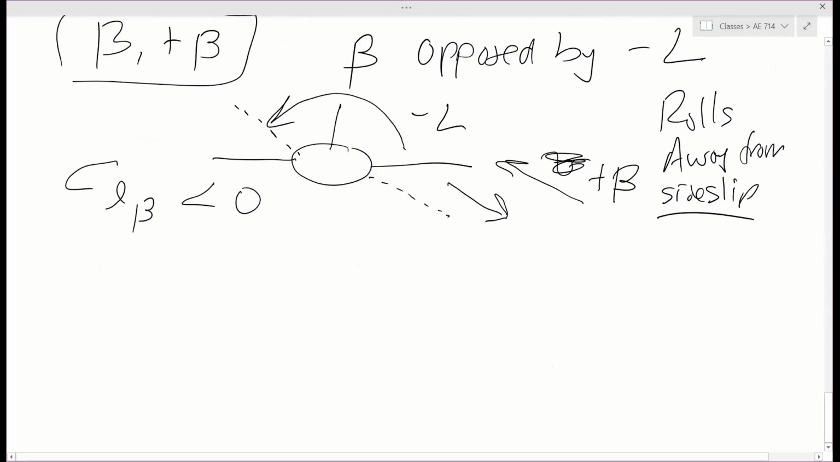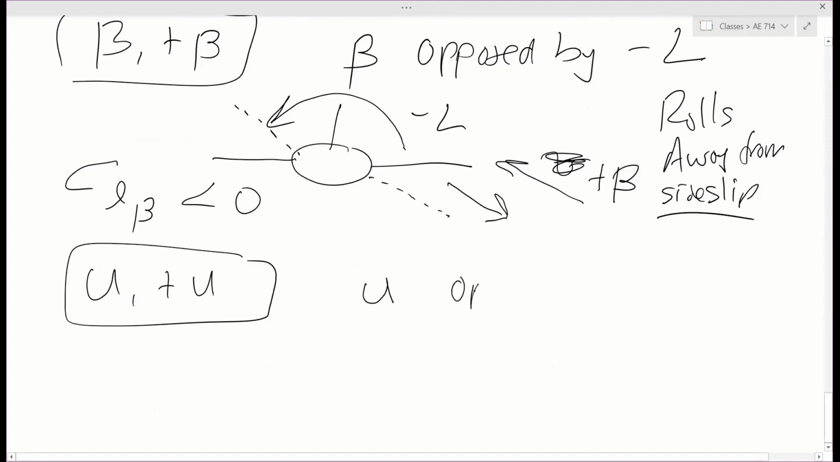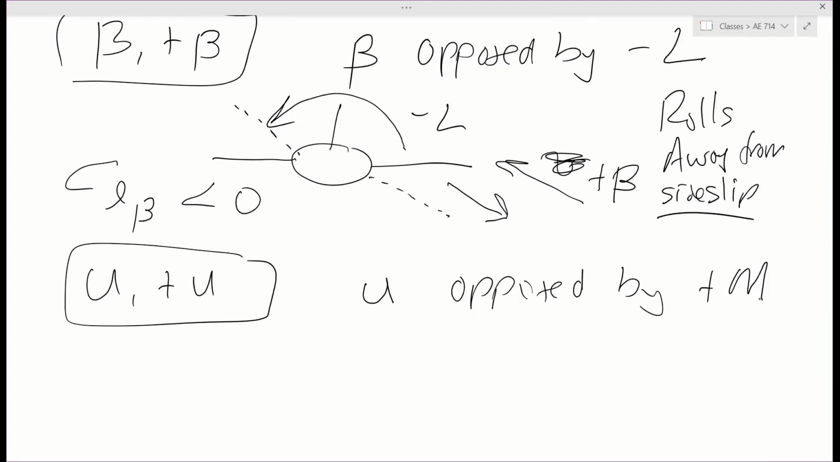And then here's the last one, and then we're good to go. They talk about, in that table, a forward velocity disturbance opposed by a positive pitch rate or pitch moment. And that's totally bizarre because that's a velocity that's opposed by a moment, not inside the rules that we've defined. But again, this is a gravity effect.